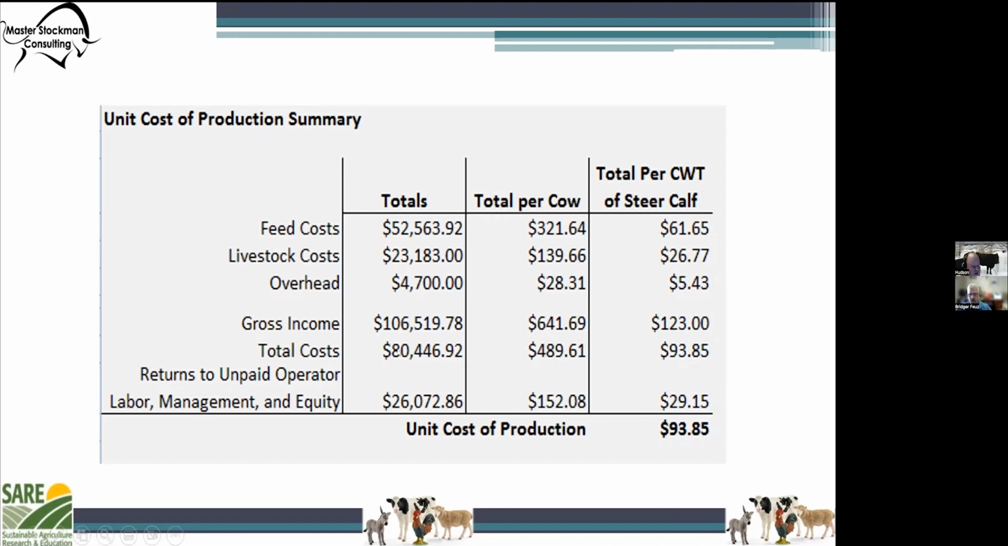So we've got our total costs here at $80,000, our gross income of $106,000. So return to unpaid operator here, you know, we're looking at $26,000. That's after we paid some labor and stuff. So we do the math and we can come up with a total per cow.